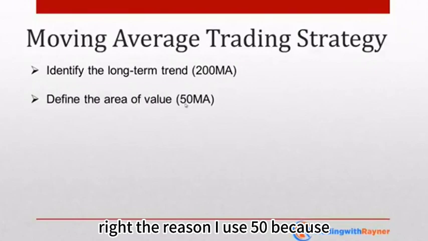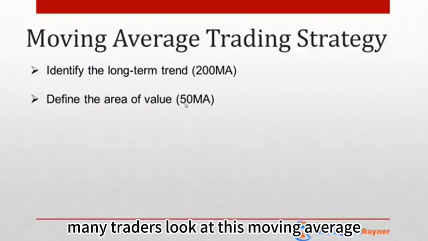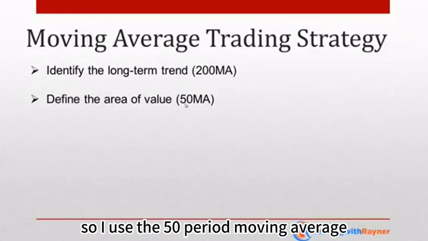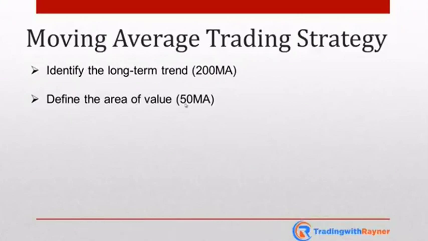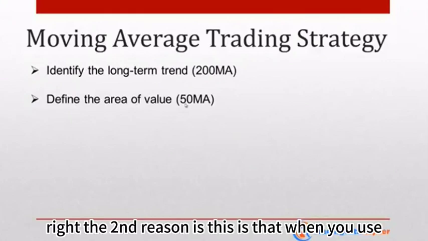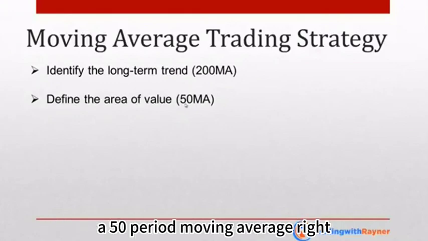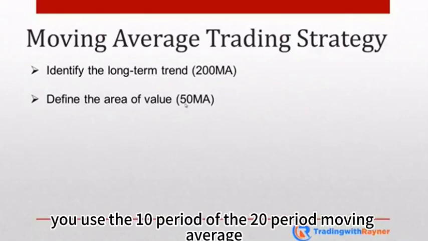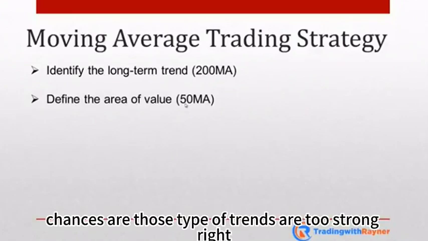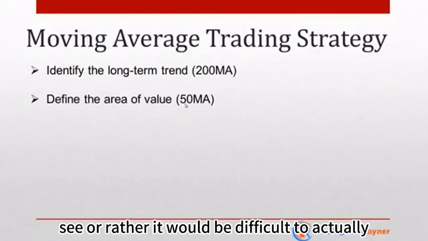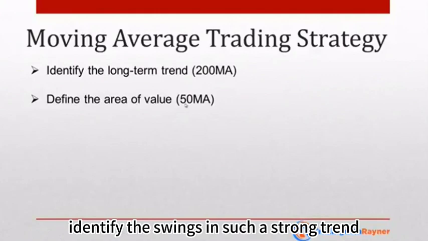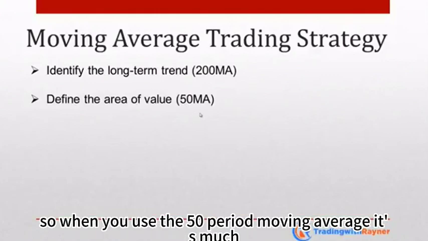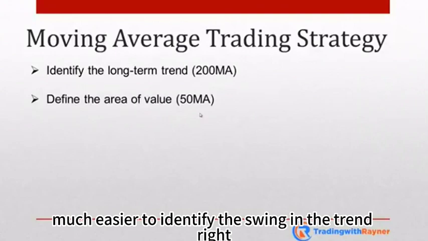The reason I use 50 is because many traders look at this moving average, so it tends to become a self-fulfilling prophecy. The second reason is that when you use a 50 period moving average, you are able to identify the swings in a trend easily. If you use the 10 period or the 20 period moving average, chances are those types of trends are too strong, and it would be difficult to actually identify the swings in such a strong trend. So when you use the 50 period moving average, it's much easier to identify the swing in the trend.